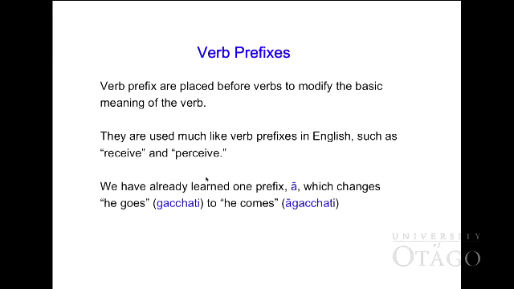Now let's see prefixes. Verb prefixes are placed before the verb to modify the basic meaning of the verb. They are used much like verb prefixes in English, such as receive and perceive. We have already learned one prefix, which changes he goes to he comes, from kachati to akachati.